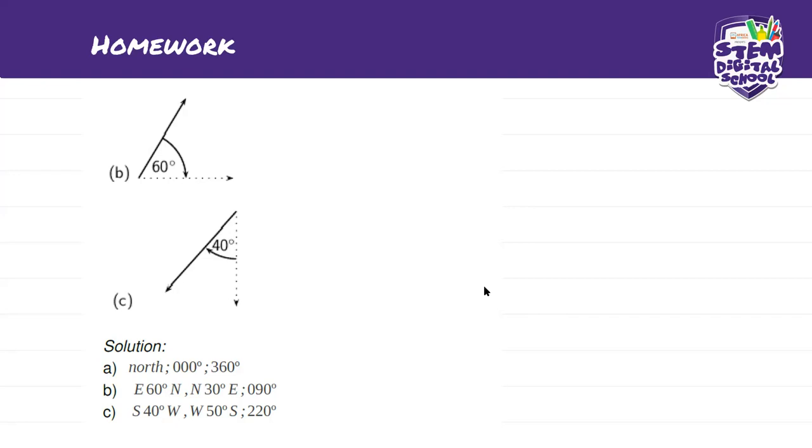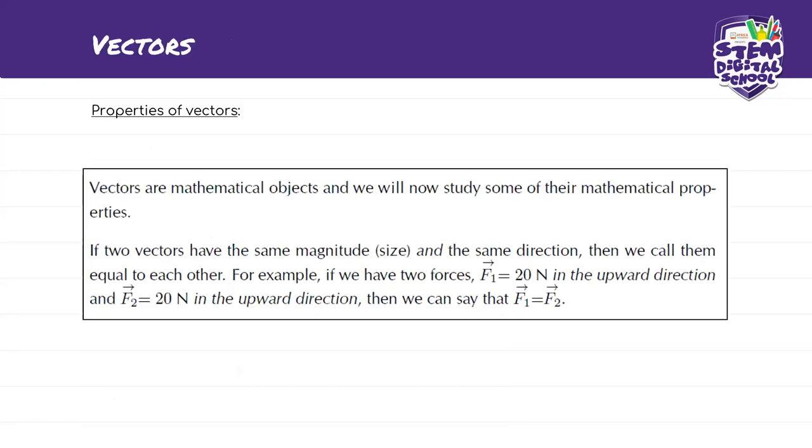Okay, so now we're moving on to the order of the day. Today we are doing vectors. So the first thing that we need to know is the properties of vectors. What we should know is that vectors are mathematical objects, and we will now study some mathematical properties of vectors, because for now all we know is that a vector is this long arrow that indicates a direction and can also have a magnitude. But there are certain mathematical properties that we need to know about vectors.